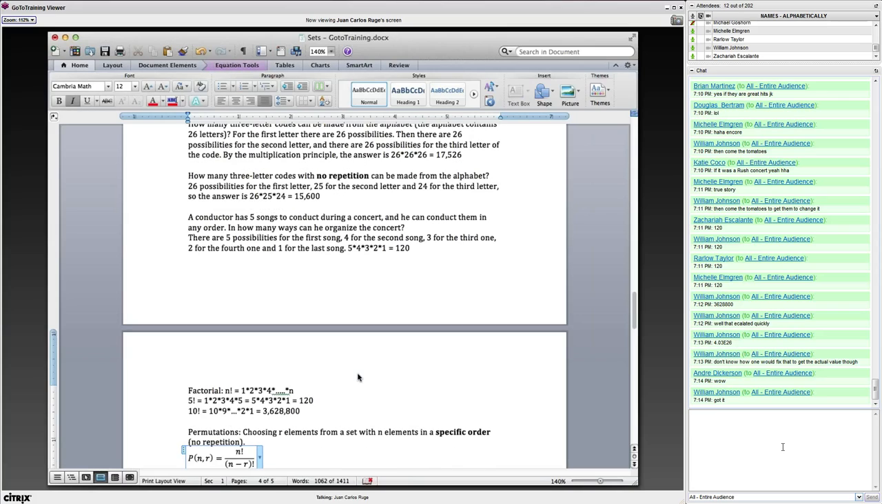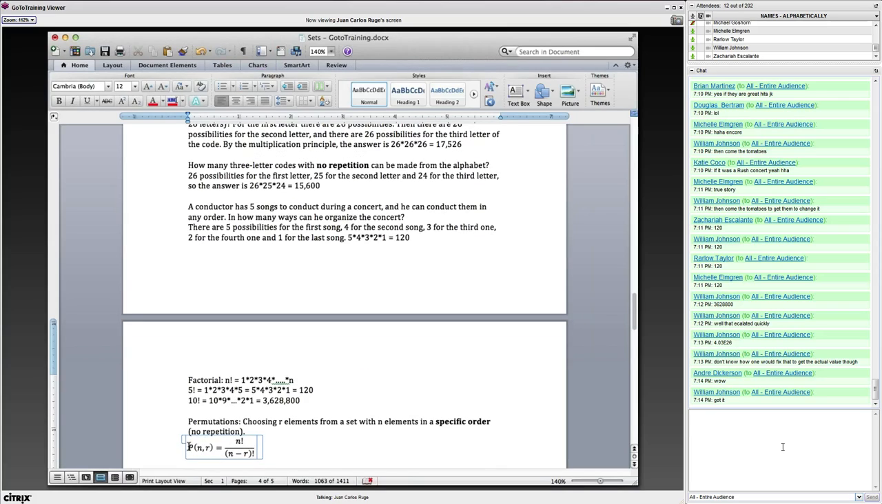So the formula is here. P represents permutations. Then N is the number of elements in the set, and R is the number of elements you want to choose. The formula is, on top of the fraction, you have N factorial. On the bottom, you have N minus R, subtract first, and then factorial. Simplify, and you get the answer.